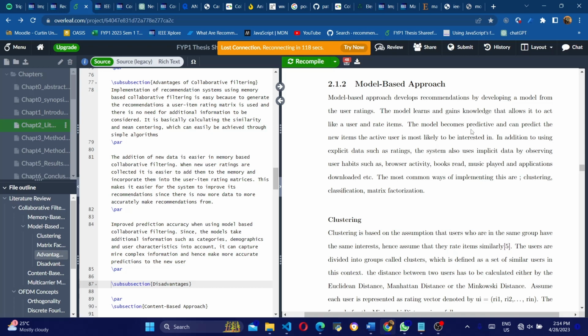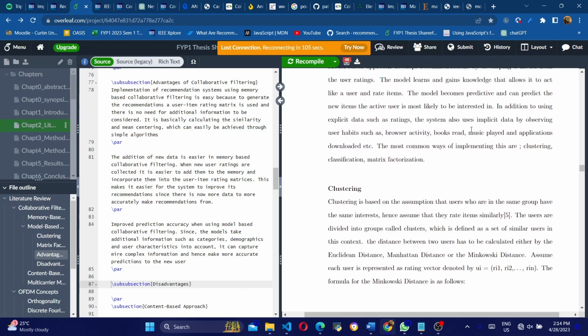One of which is clustering. Clustering is based on the assumption that users who are in the same group have the same interest. Hence, assume that they rate items similarly, right? The users are divided into groups called clusters, which are defined as a set of similar users in a group, right? The distance between two users has to be calculated either by the Euclidean distance, Manhattan distance, or the Minkowski distance.